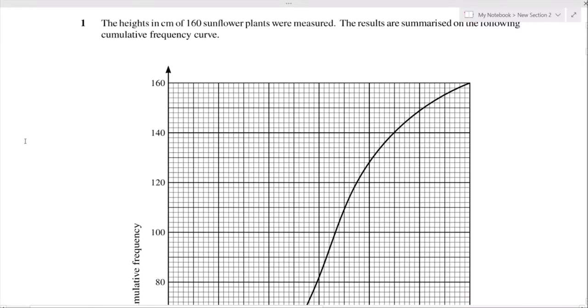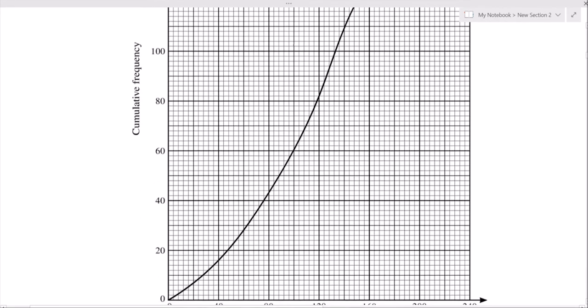For the first question, we are given the heights in centimeters of 160 sunflower plants, and the results are summarized in the following cumulative frequency curve. We can see that this is a less than cumulative frequency curve, so this is less than CF. And how do we identify whether it's a less than CF? If it's starting from the lowest point, which is 0, that will be less than CF. If it's starting from the highest point on the cumulative frequency, that will be a more than curve. And in A levels, we only study the less than cumulative frequency curve.